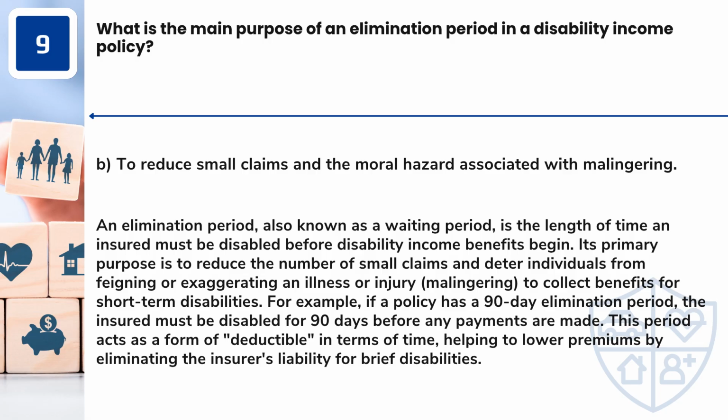Explanation: An elimination period, also known as a waiting period, is the length of time an insured must be disabled before disability income benefits begin. Its primary purpose is to reduce the number of small claims and deter individuals from feigning or exaggerating an illness or injury, malingering, to collect benefits for short-term disabilities. For example, if a policy has a 90-day elimination period, the insured must be disabled for 90 days before any payments are made. This period acts as a form of deductible in terms of time, helping to lower premiums by eliminating the insurer's liability for brief disabilities.